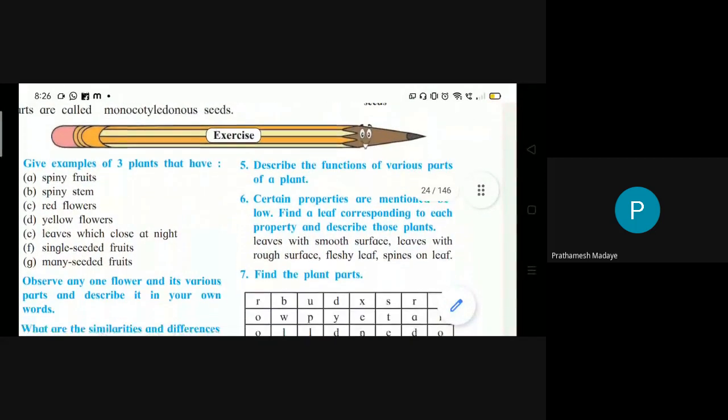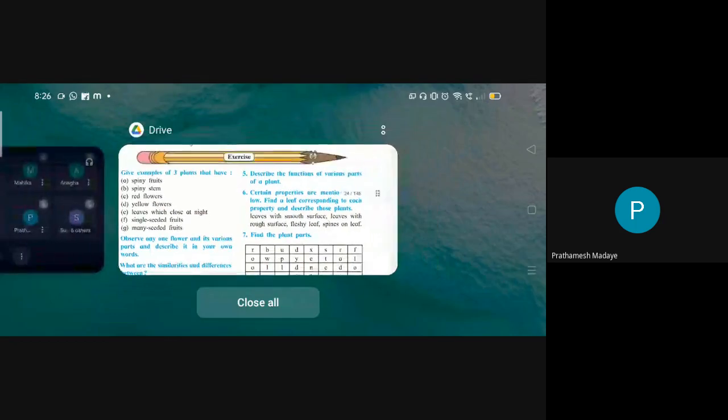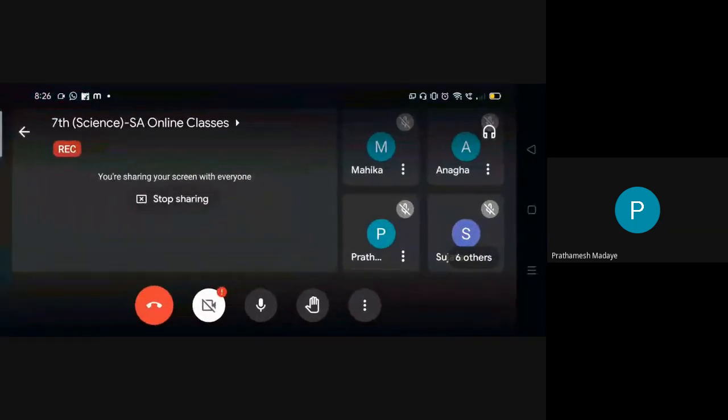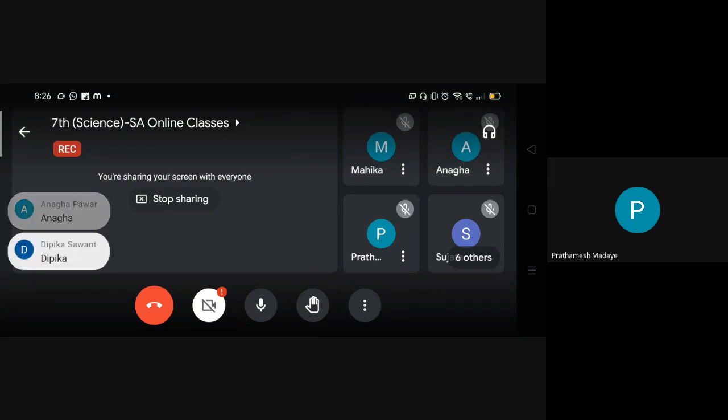Okay, describe the functions of various parts of a plant. First, you have to tell me the parts of a plant and the function of each part. Who will tell? Okay, Aditi.